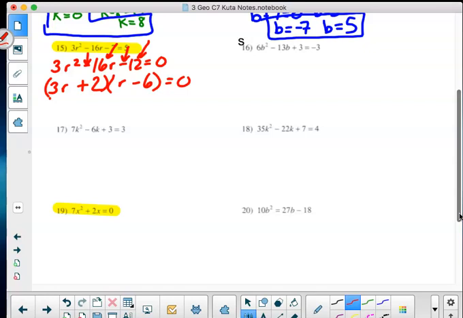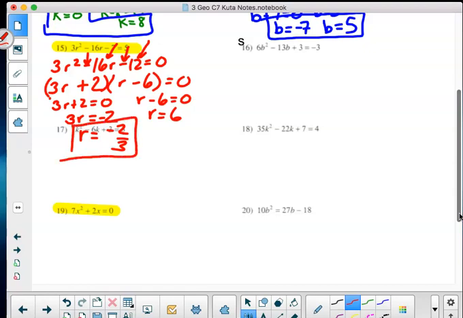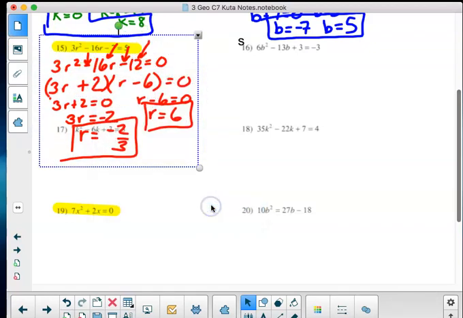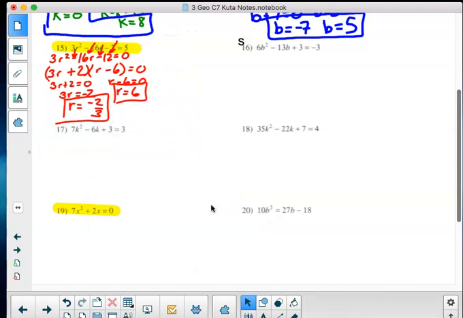Totally got it made. So now I can set up my 3r plus 2 is equal to 0, and r minus 6 is equal to 0. So r is 6, and 3r is equal to negative 2, and r is equal to negative 2/3. Okay, so I've got my two answers. One happens to be a fraction, the other happens to be just an integer like we've been working on. Okay, I'm going to group these together so they're out of my way. And we got that made. Now it's your turn. Y'all try 16 and give it a try.